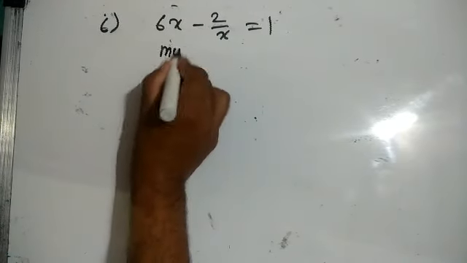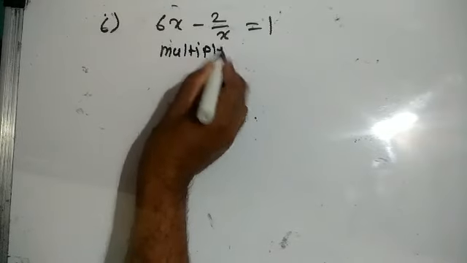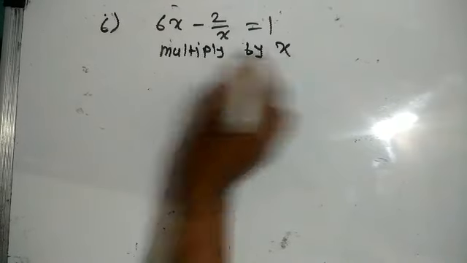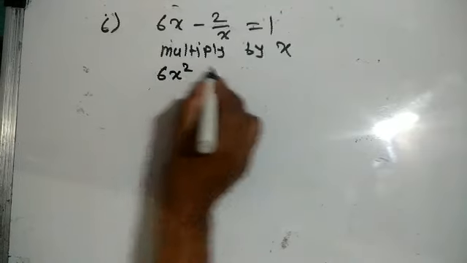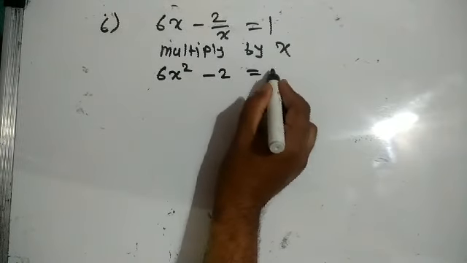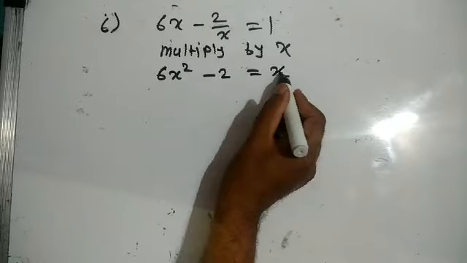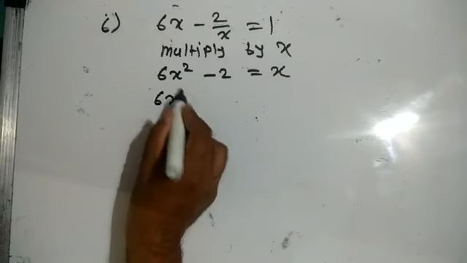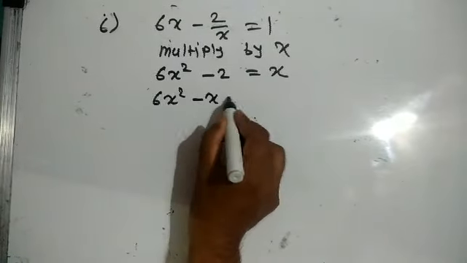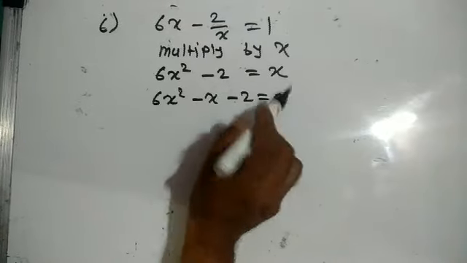Multiply by x. What we get? 6x square minus 2 is equal to x. Write down this x here. 6x square minus x minus 2 is equal to 0.